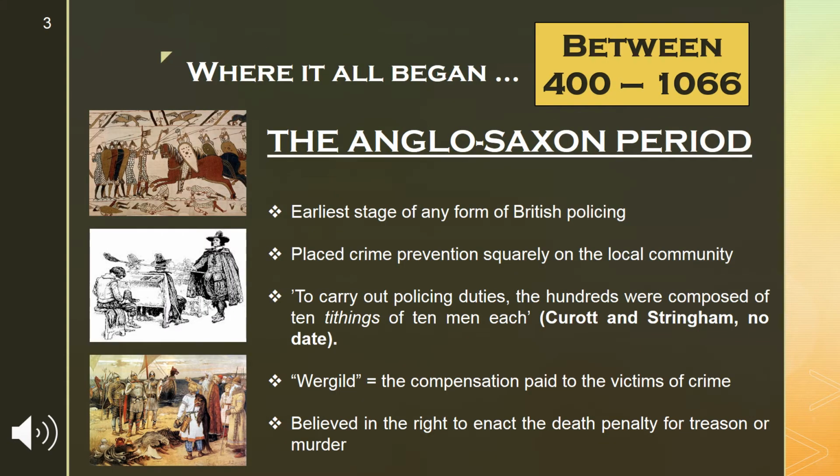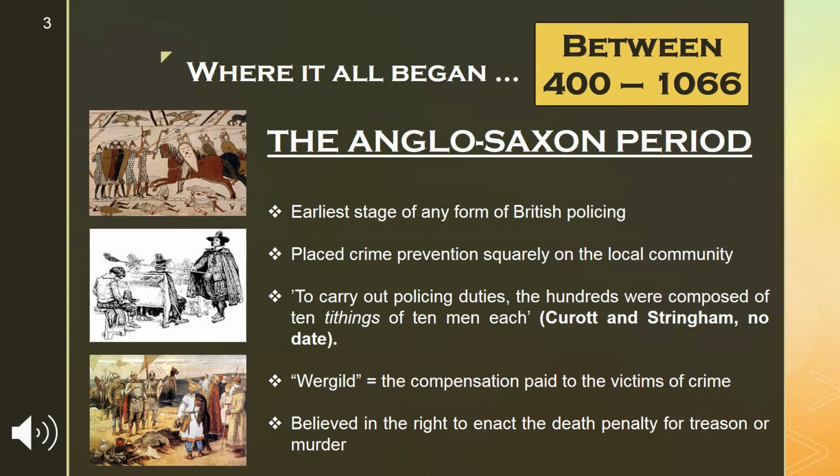Where it all began, between the 400s and 1066. This period was the earliest stage known to have a form of policing in Britain, known as the Anglo-Saxon period. Even though the period did not necessarily have a police force in place, the illustration of crime and punishment among society was of importance. There were 7 different laws introduced, also referred to as kingdoms. The laws covered crimes such as theft, violence, murder, and so on.